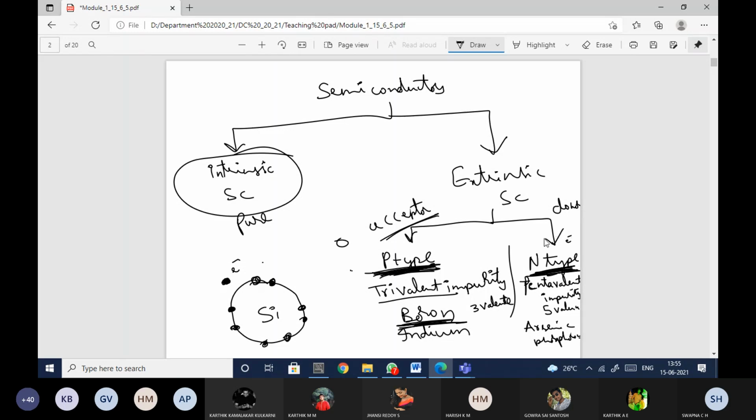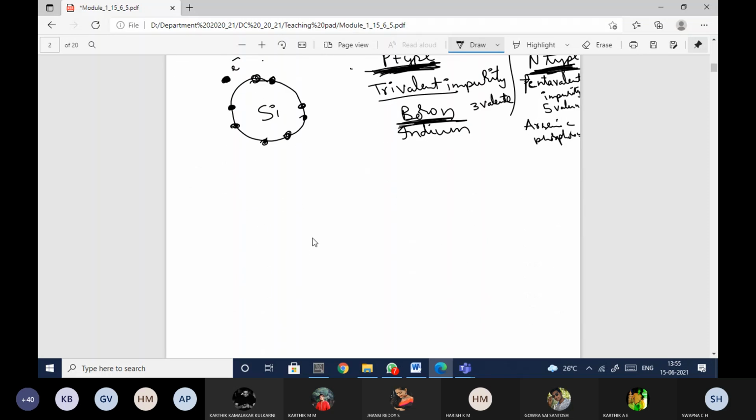Okay, so this is how the p-type material and the n-type material are formed. And if you just talk about your p-type, I can say that the majority charge carriers are... see here, in the p-type I have told that there are some holes present. Because of these holes, it will accept the electrons to that location. So the more trivalent atoms you add, the more holes will be present.